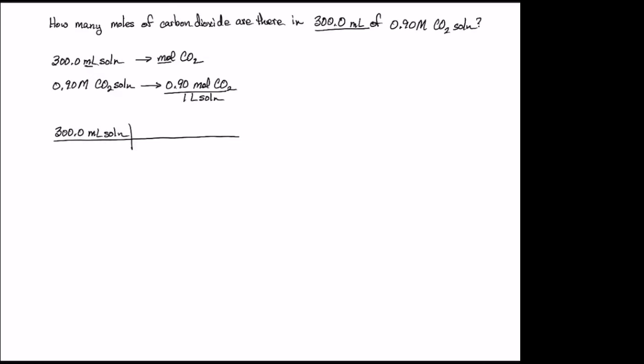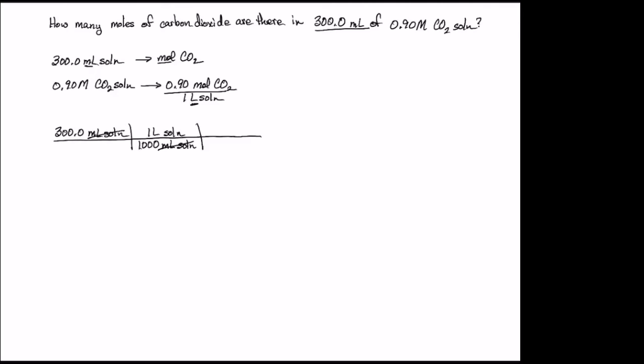But in order to use this concentration unit, our volume must be in liters. So the first thing we need to do is convert these milliliters into liters. There's 1,000 milliliters of solution in 1 liter of solution. The 1,000 milliliters was placed in the denominator so that the unit and the substance would cancel, leaving liters of solution. Now we have it down to the concentration unit.